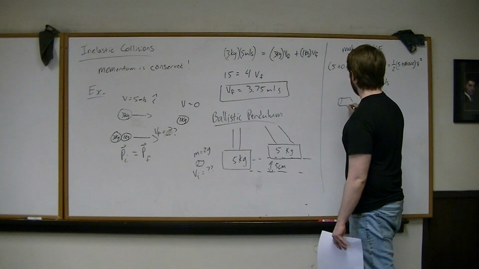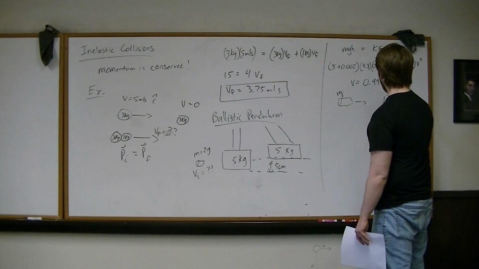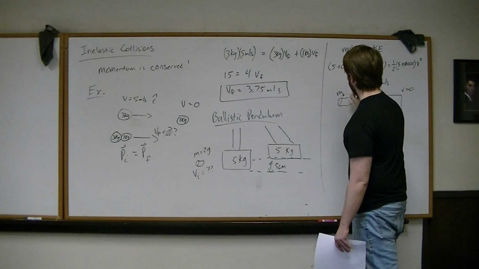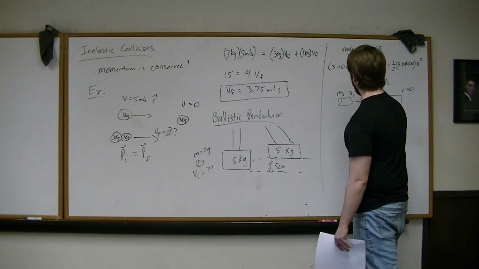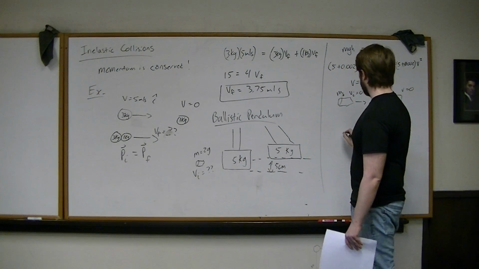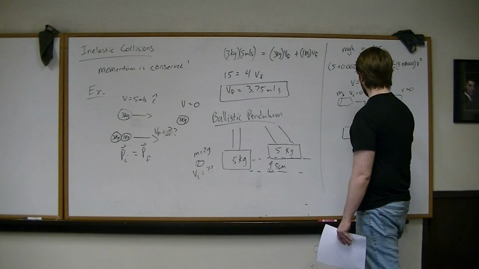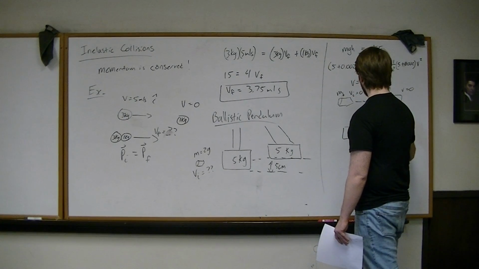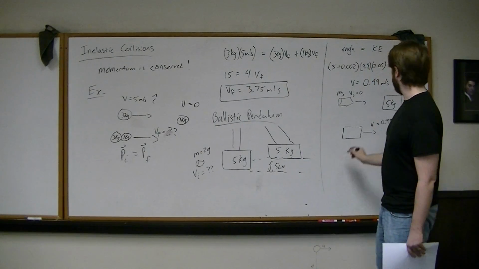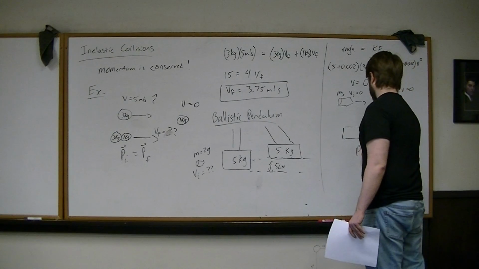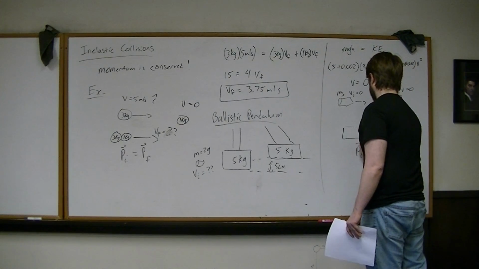I've got the bullet coming in with some initial velocity that we don't know. The block is a 5 kilogram block with a velocity equal to 0. Okay? So there's the mass of the bullet, and we don't know the initial velocity of the bullet. But then when the bullet and the block are together, we know that the velocity is 0.99 meters per second. Okay? So we can work backwards with an inelastic collision. Momentum initial is equal to momentum final.